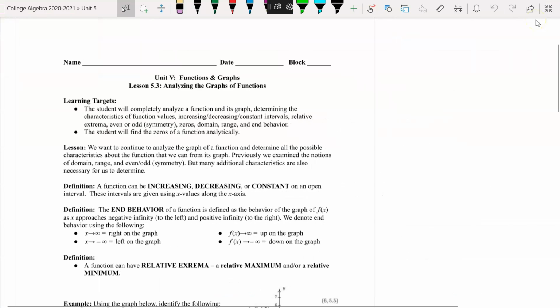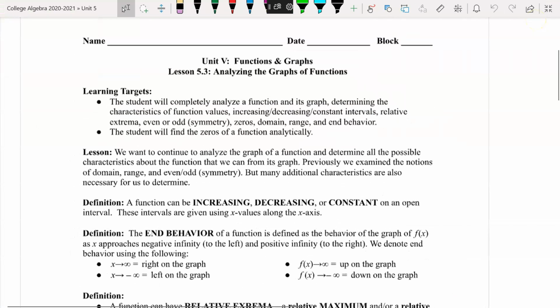Okay, so hopefully you got 3.1 certified done. I know that's not one of the easier ones. It's probably one of the hardest certifies we've done this year. But with that being done, we're going to use that domain and range and even and odd function stuff throughout the rest of the year for the most part until we get to the end. But we're going to talk all about graphs from here on out.